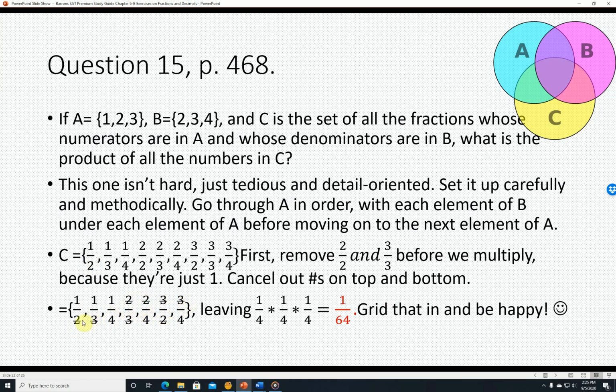Okay, well everything canceled out, all the 2s and all the 3s, so literally all we have is 1 over 4 times 1 over 4 times 1 over 4, which is equal to 1 over 64. So grid that in and be happy.